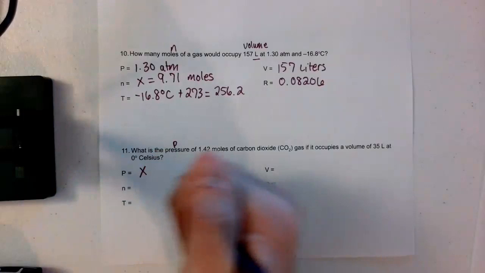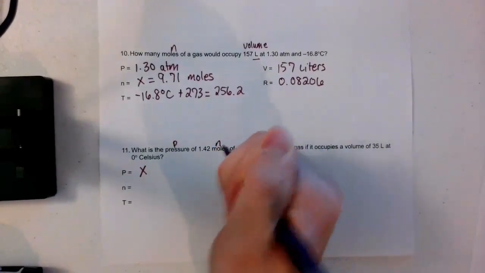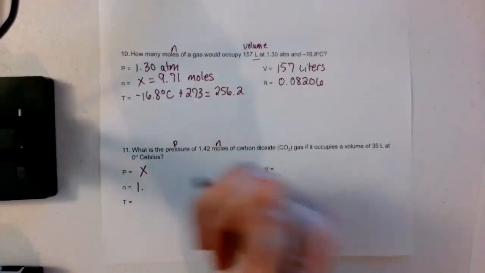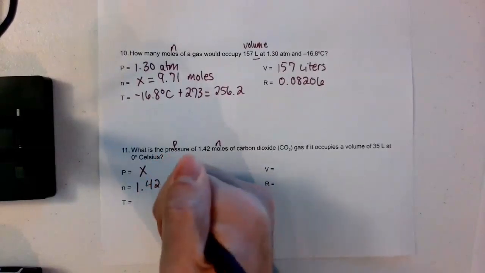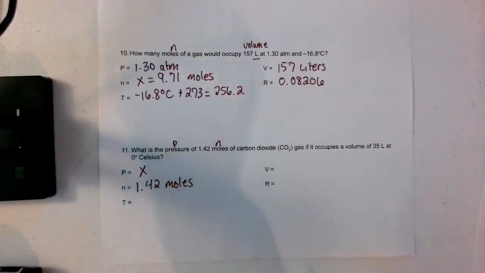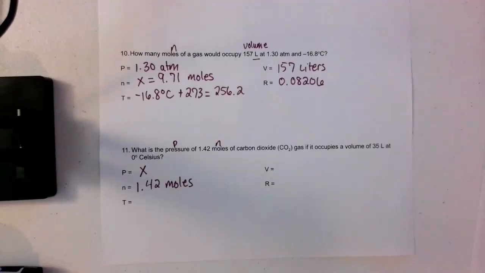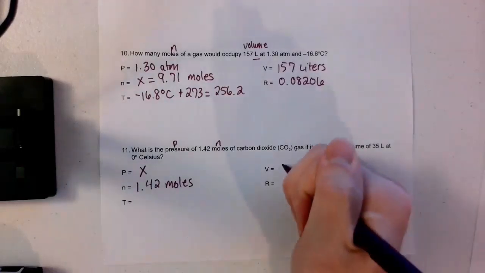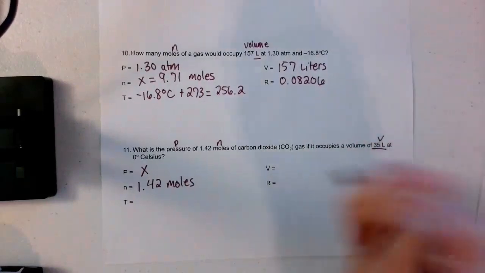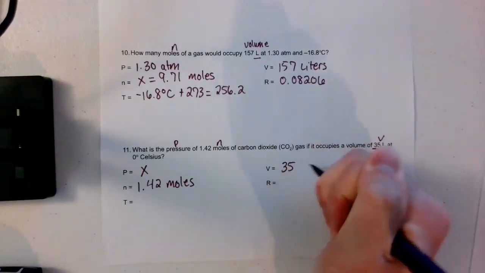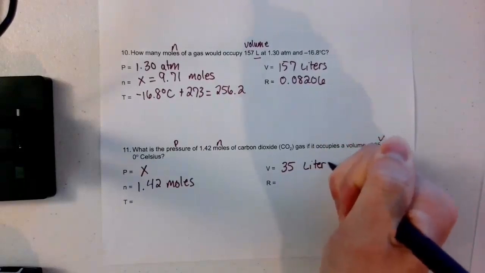So I'm going to put, this is moles. Remember, moles is N, because it's number of moles. It's 1.42 moles here of carbon dioxide gas, and it just tells you carbon dioxide is CO2. I don't know why they gave you that information. You don't really need it. If it occupies a volume of 35 liters, so that's a volume, so I'm going to put a V there. So 35 liters goes here.